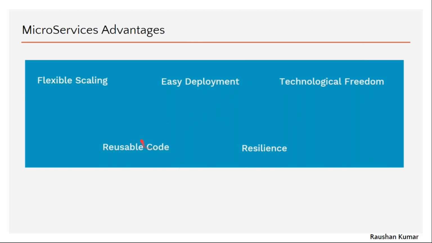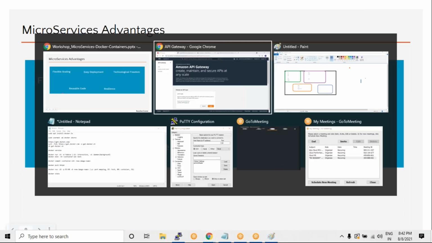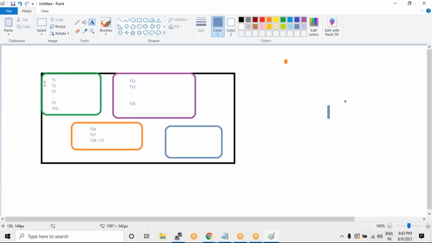Right? Reusable code. Yes, I can reuse the code within one microservice. As I was explaining, within one microservice, I can reuse the functions anywhere and everywhere. I can call F1 anywhere in this module. I can call F2 anywhere in this module. But the only thing is that I should not call F1 anywhere else, because that will defeat the purpose of microservices. But within one microservice, I can reuse the code.